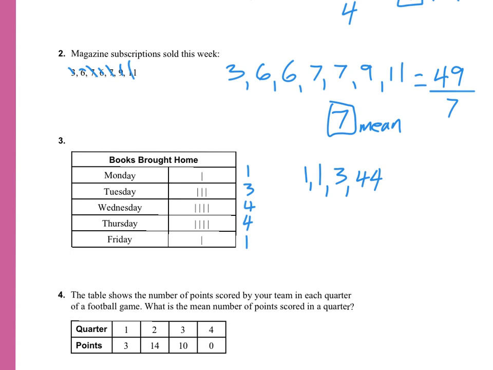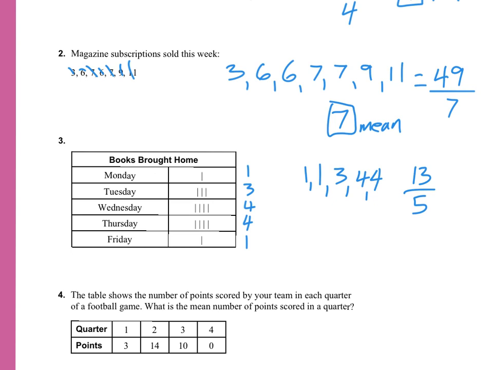And those commas are important because what if I left that comma out? It looks like a 44. So you want to make sure that you have your commas in the right place or you can get confused. So let's add them up. 1 plus 1 plus 3 plus 4 plus 4. I get 13. And it looks like I'm going to divide that by 5. So we're going to go 13 divided by 5.